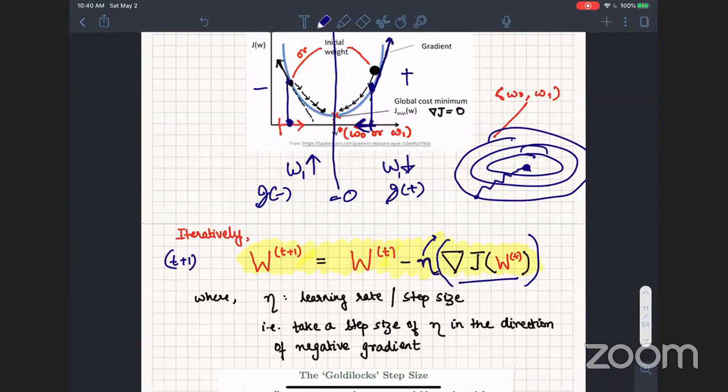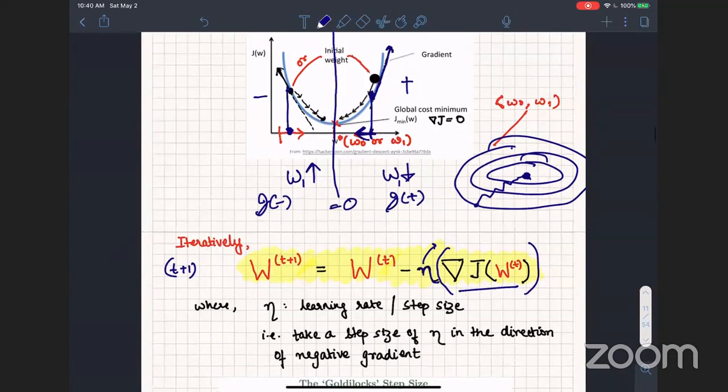Now you don't have to worry about the sign of delta j, because delta j is the gradient. So this is the g I was talking about. Let's see, if we are on the right hand side of this curve, that means my delta j, which is g, the gradient, is positive, because here your gradient is positive. So I am decreasing my w: w minus step size times some positive quantity.